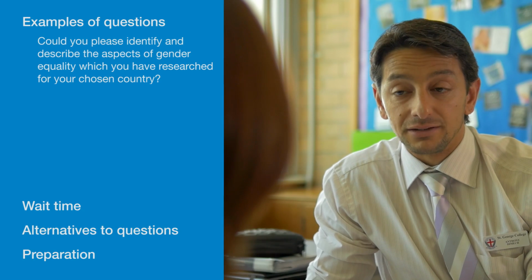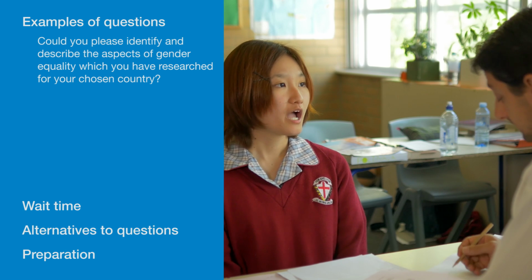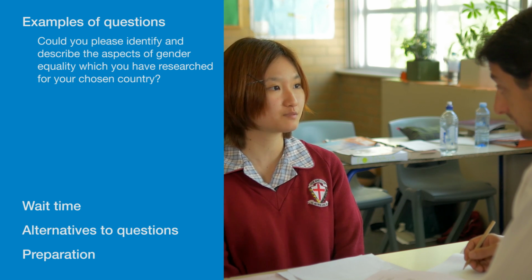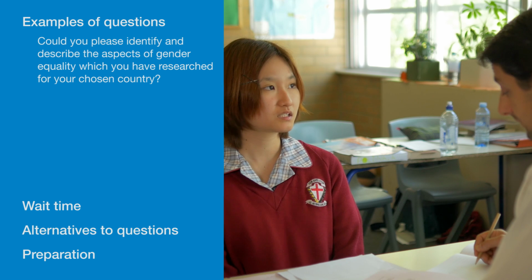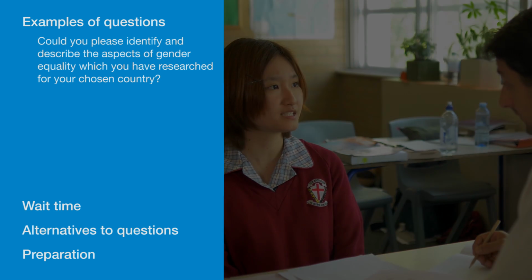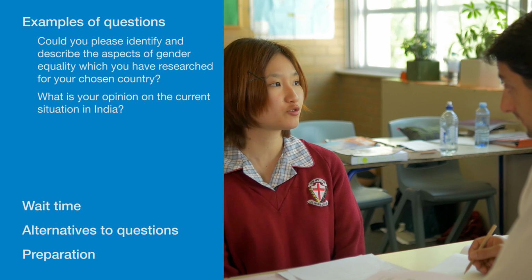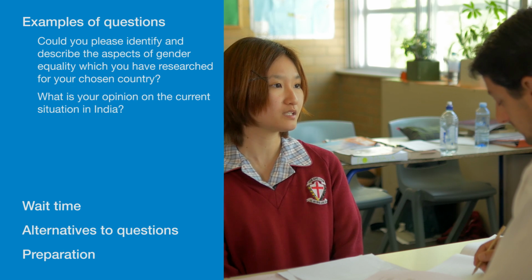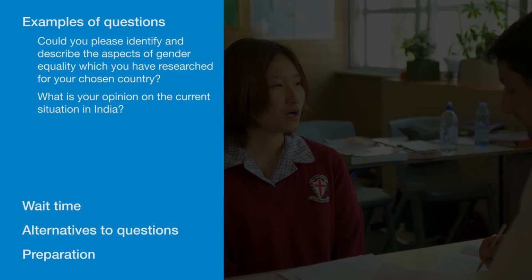Could you please identify and describe the aspects of gender equality which you have researched for your chosen country? I have chosen to study gender equality in India with a focus on the imbalance between males and females in the Houses of Parliament. I also wanted to look at the things which have been. What is your opinion on the current situation in India? I think the current situation is not good. There needs to be more female members of parliament in order to make it more evenly balanced. This means that other countries.